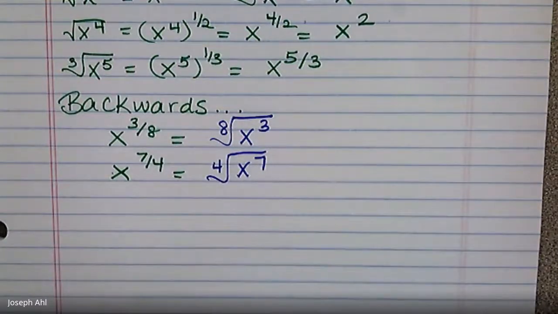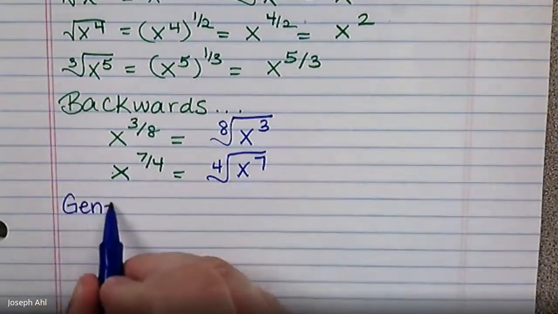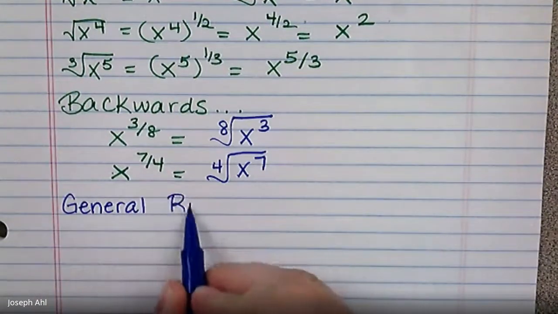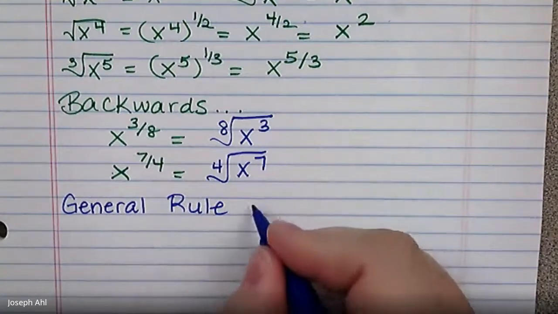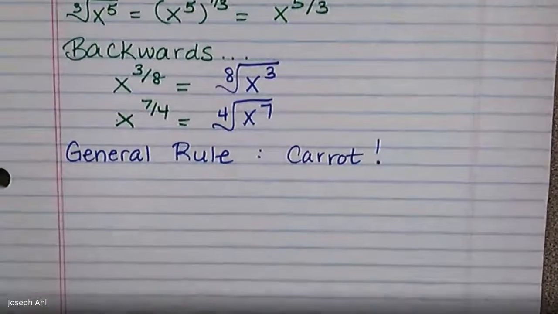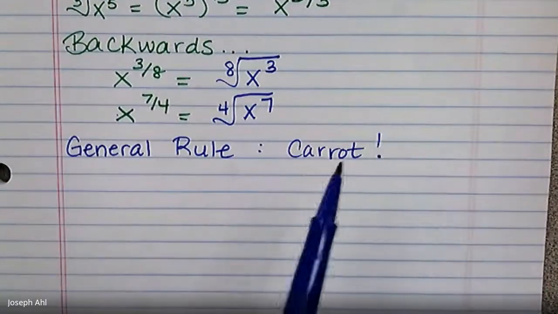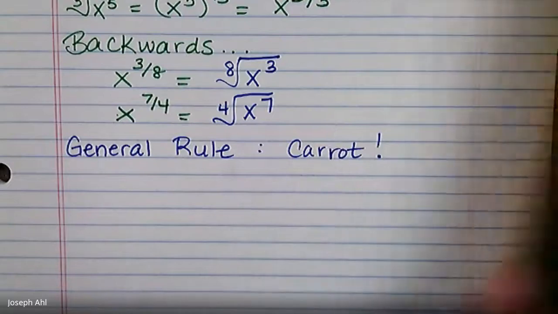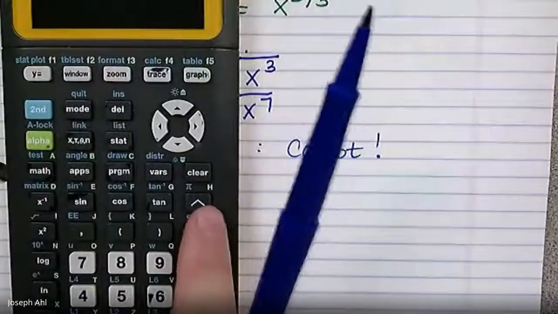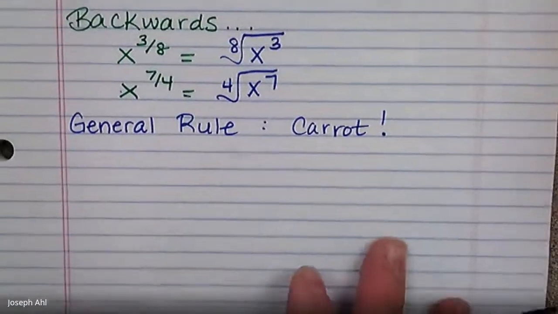So it doesn't take many examples to realize what the general rule is here. And I kind of have a funny name for it. I call it the caret rule. And I like that it's called the caret rule because carets in math typically represent exponents, right? The caret symbol is this one right here. That's how we get exponents on our calculators. So it's kind of nice that we have this connection to a caret here.